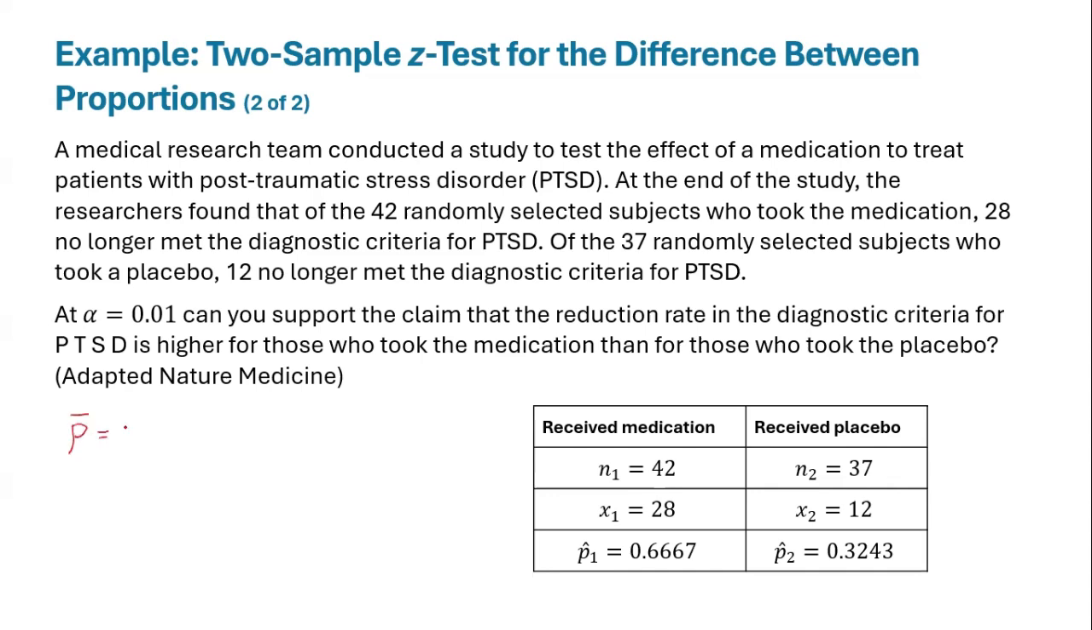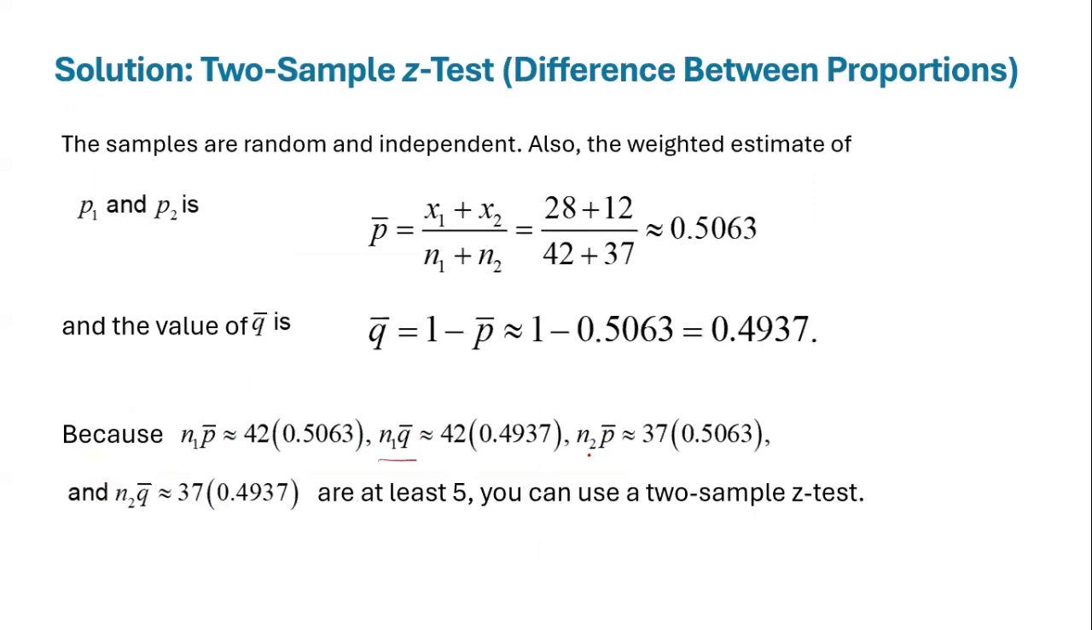So we need to find p bar, which is x1 plus x2 over n1 plus n2. And we need to find q bar, which is 1 minus p bar. After finding p bar and q bar, we need to make sure that the samples are random. We need to make sure the samples are independent, which they are because they are two groups of people. And we need to make sure that n1 times p bar, n1 times q bar, n2 times p bar, and n2 times q bar are all more than 5.